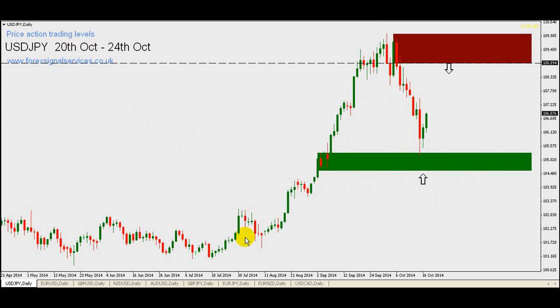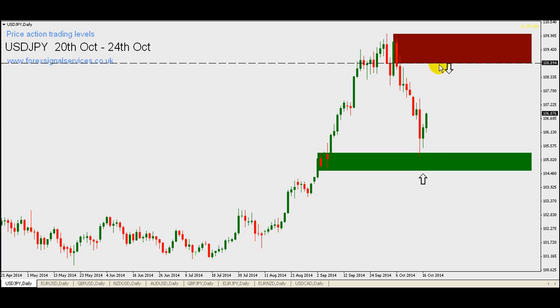You could say that you want to go with the trend here, in which case this is coming up with the trend. However, the zone has already been used, so what we're going to look for this week is a return to around the 108.89 level, 109 level, to take a short down from there. This is a supply zone just here. So look for short positions down from 108.90 on USDJPY.